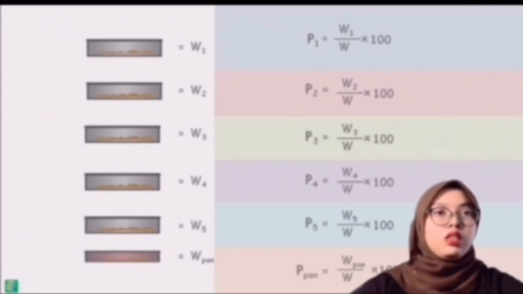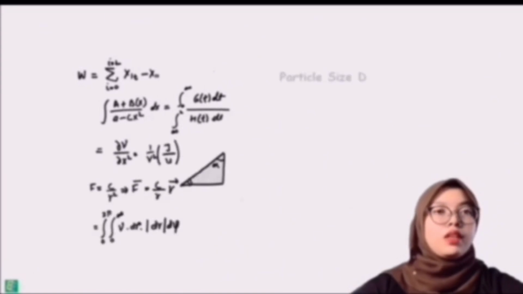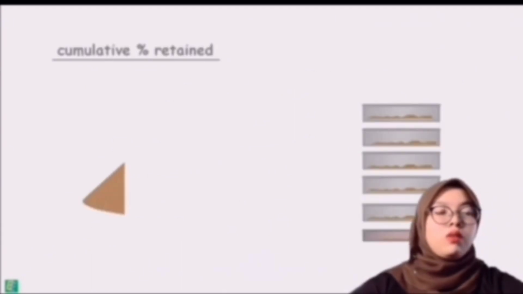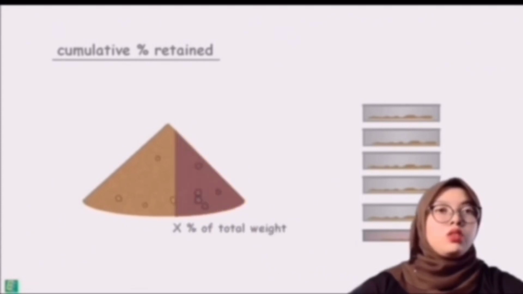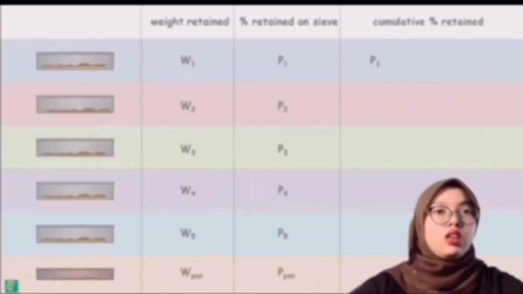So we can see the calculation for the mass of aggregate on each sieve, including the mass of aggregate on the pan. Next step is to find the cumulative percent of aggregate retained in each sieve. To do so, add up the amount of aggregate retained in each sieve and the amount in the previous sieve. So this is an example of how to add on each layer of sieve.